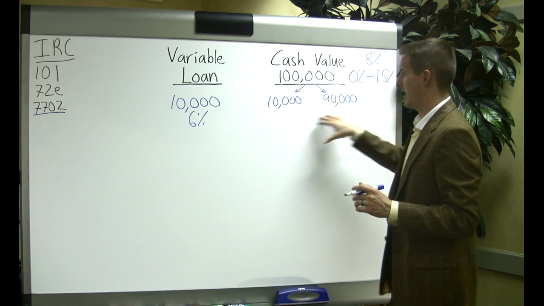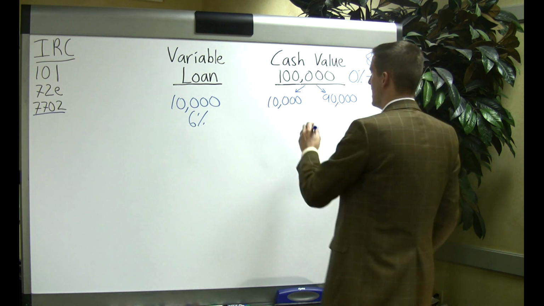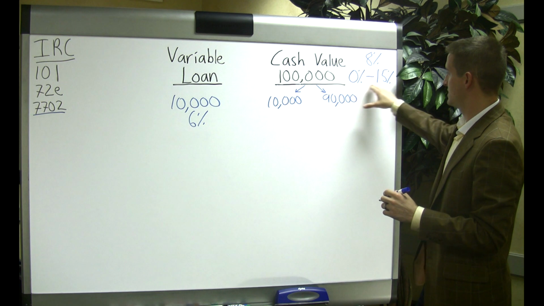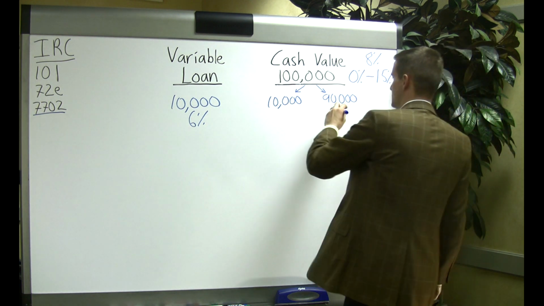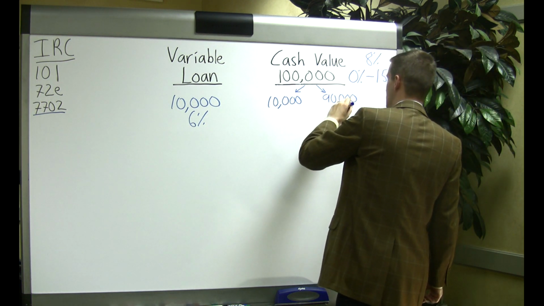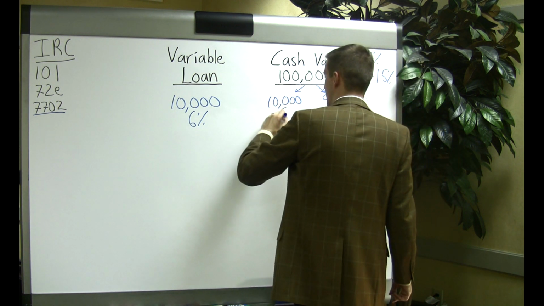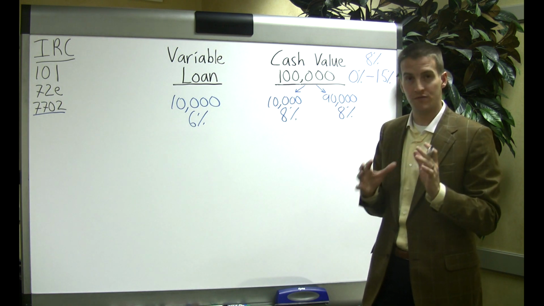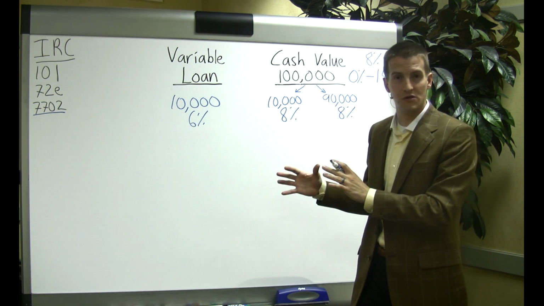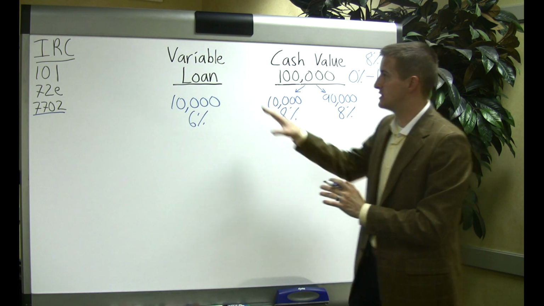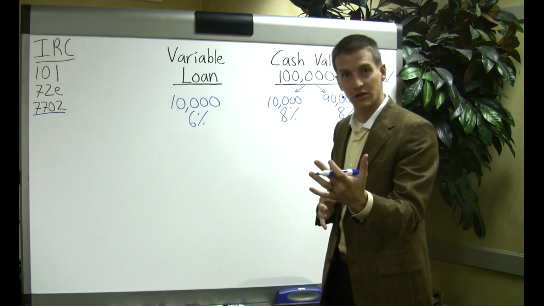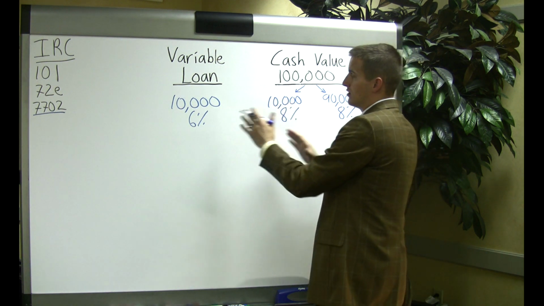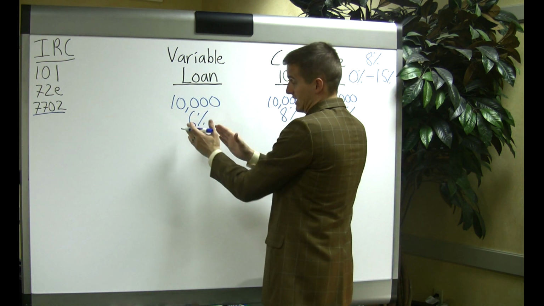Well, what happens with our cash value over here? Our cash value earns whatever the index does between 0 and 15. So let's say it's 8%. Just to keep this simple, say 8% here, 8% here. Now, if you haven't watched the fixed loan video, I want to make sure that you watch the fixed loan video because all policies that have a variable loan offer the fixed loan. So make sure that you understand how a fixed loan works, where when you borrow $10,000, you are charged like 6%.